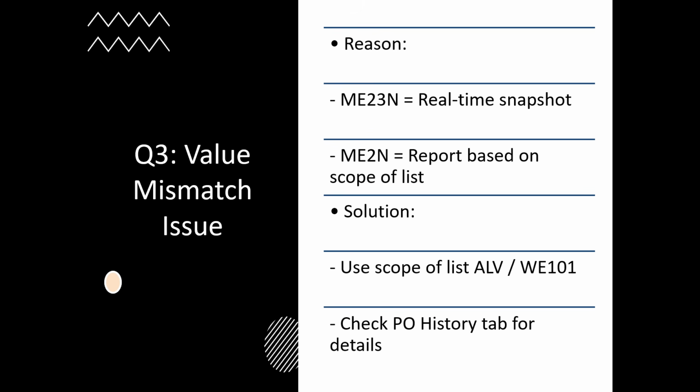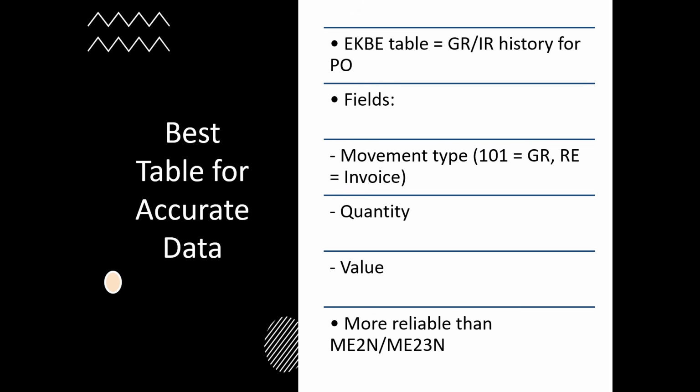So what is the solution for this scenario? You can use the scope of list through ALV or WE101, and you should check your PO history tab for these things. When you select the correct scope of list through ALV, then you will be able to check the PO history tab and the data will be matched. There will be no value mismatch issue.